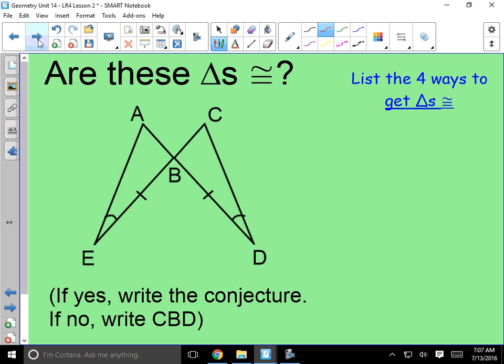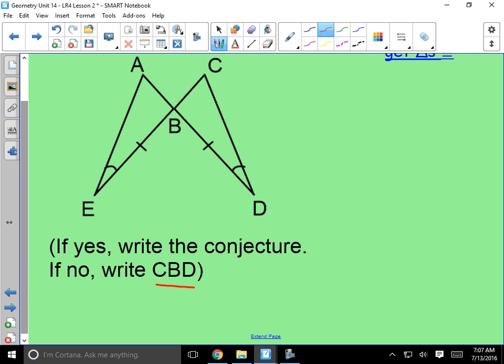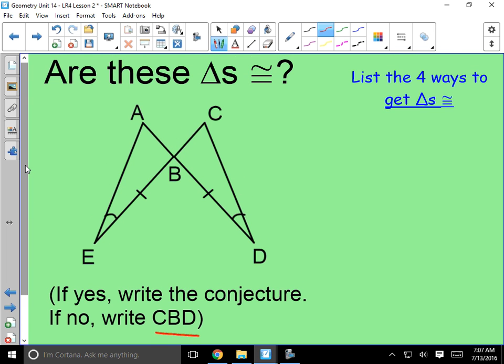So now, let's look at a few examples, see what we can prove, and if it doesn't work, we'll say that it cannot be determined. That's what CBD stands for: cannot be determined based on what we have.